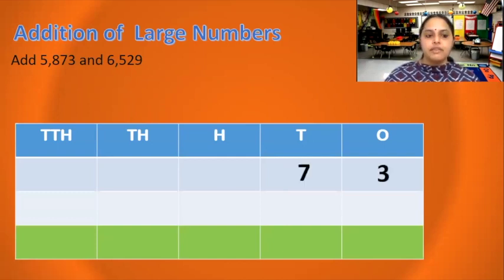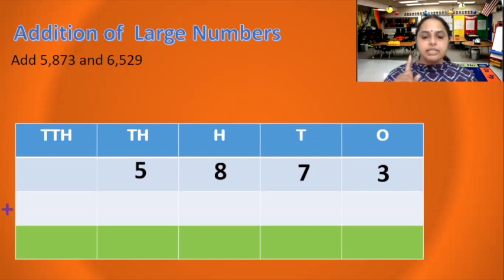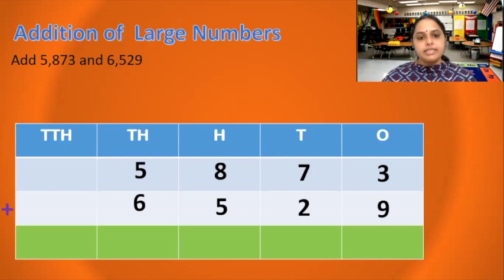So 3, 7, 8, and 5. So 5,873. I have placed it properly. Now what about the next number? Is that fine? Now both the numbers are represented in the place value chart. Now let us start adding. From where will we add?